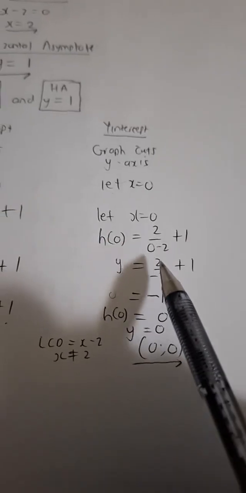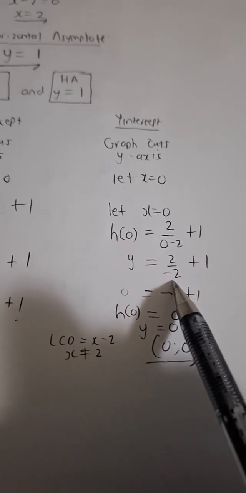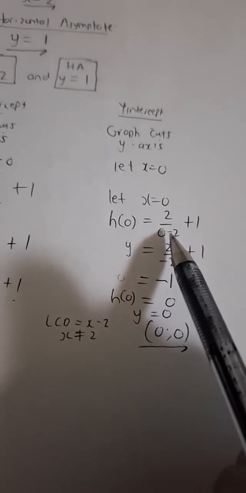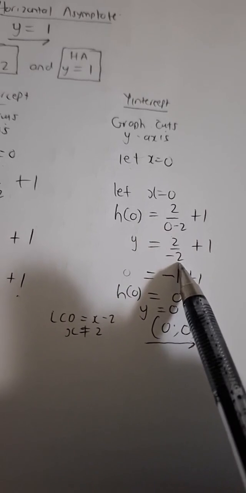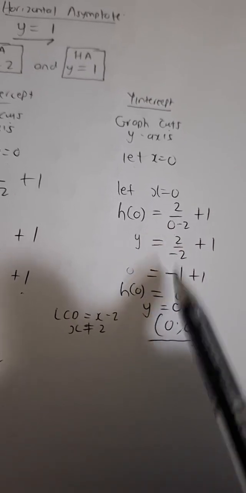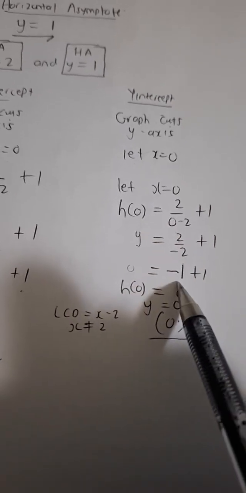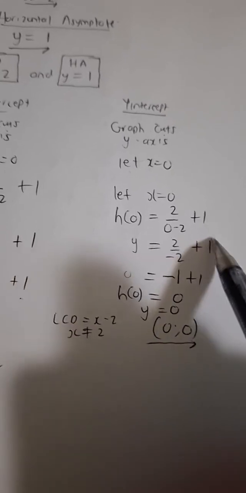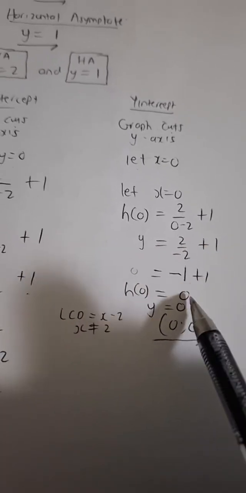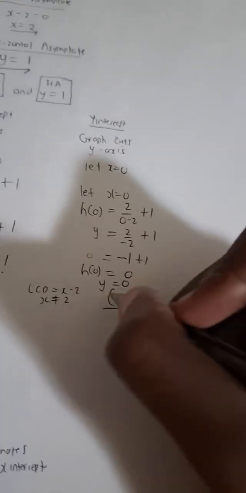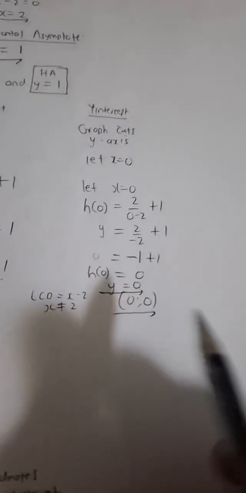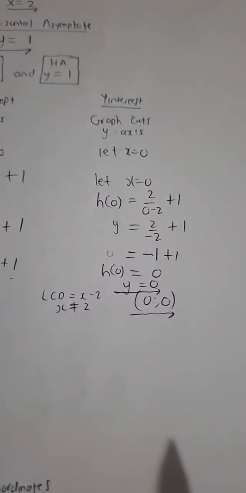0 minus 2 is negative 2 in the denominator. We divide 2 and negative 2. What is 2 divided by negative 2? Positive divided by negative is negative. 2 divided by 2 is 1. Negative 1 plus that 1 gives us 0. That means our y-intercept, there it is, y is equal to 0.